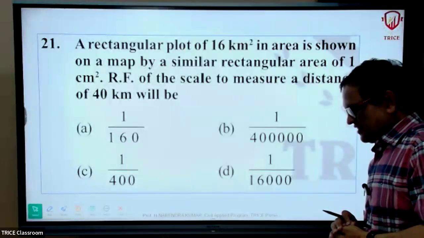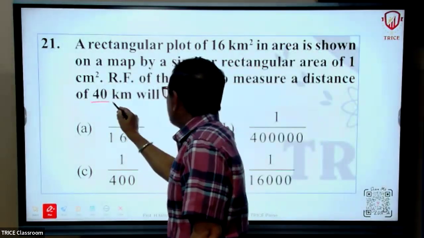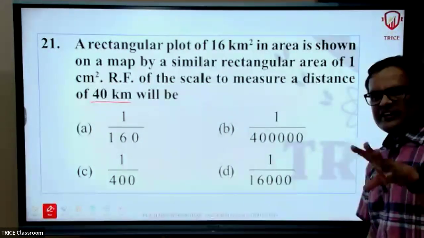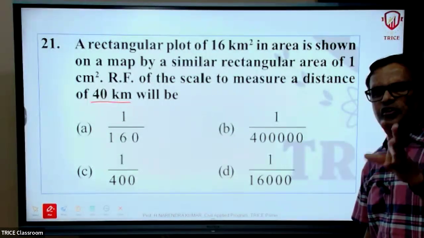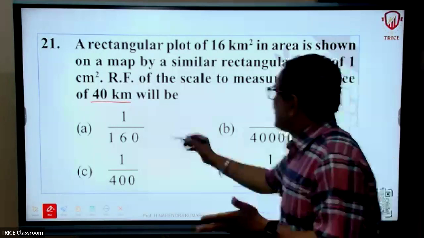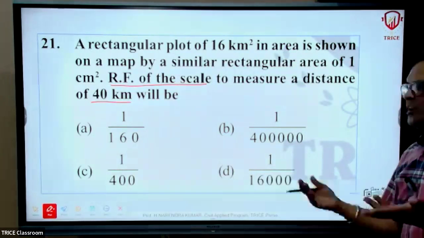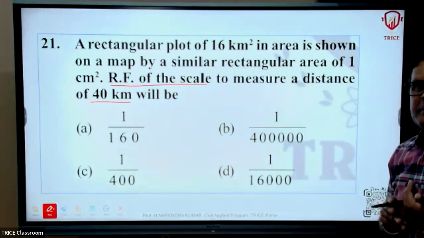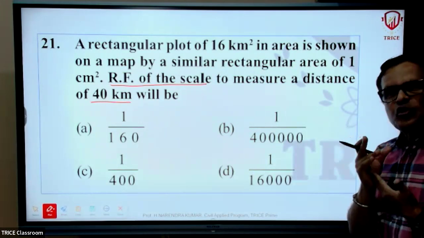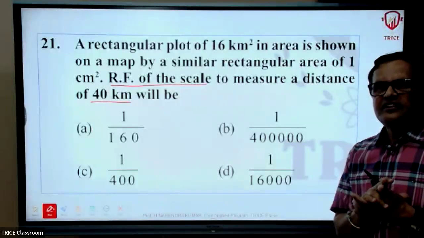See here, let me tell you, this value is given to divert your attention to somewhere. This 40 kilometer is nothing to do with our calculation. They are asking us to calculate RF of the scale, the RF of the scale that is used in this particular plan. That's all. 40 kilometer is no longer valid for us in our calculation. It's not required.